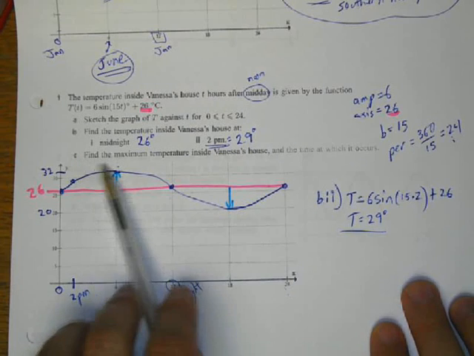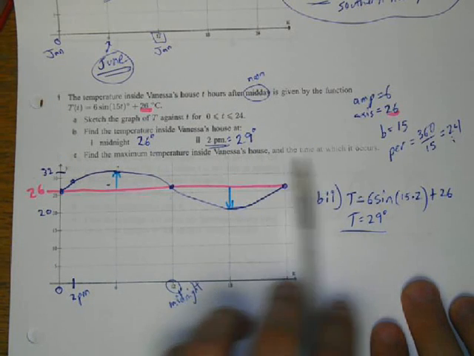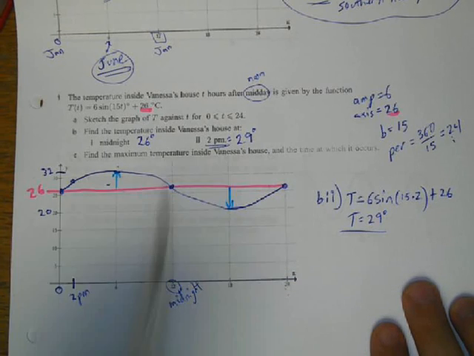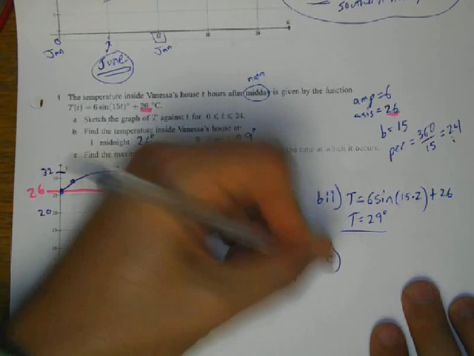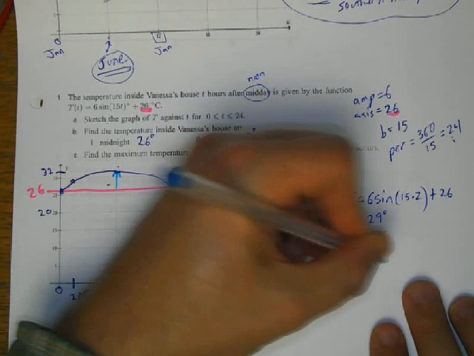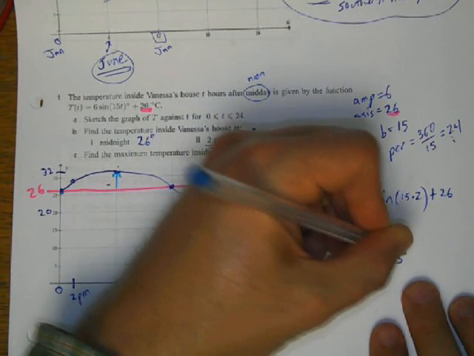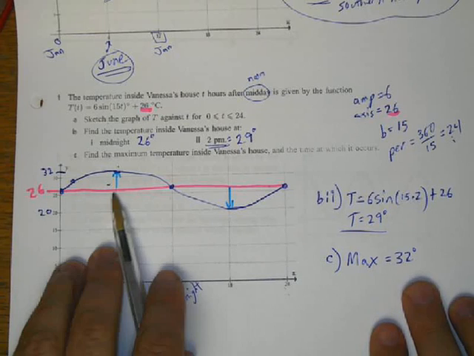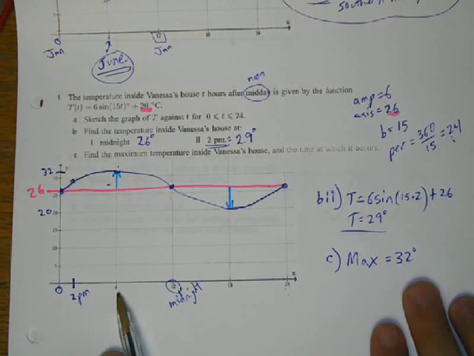Lastly, find the maximum temperature inside Vanessa's house and the time at which it occurs. So the maximum temperature is 32 degrees Celsius. And when does it occur? It occurs at 6 p.m.